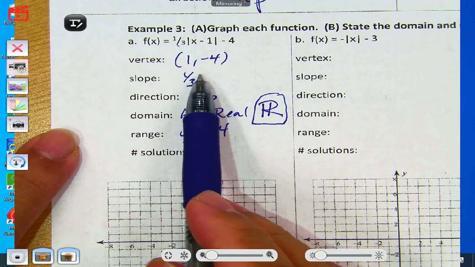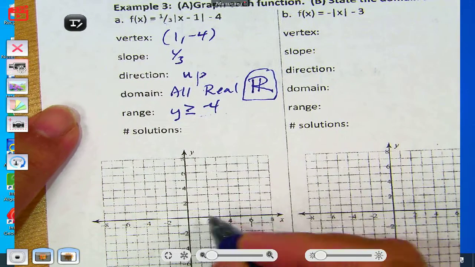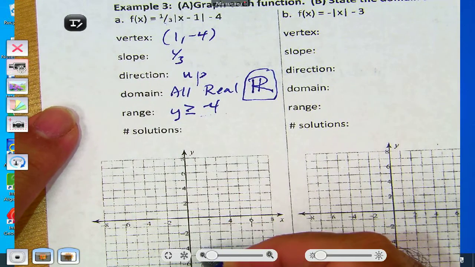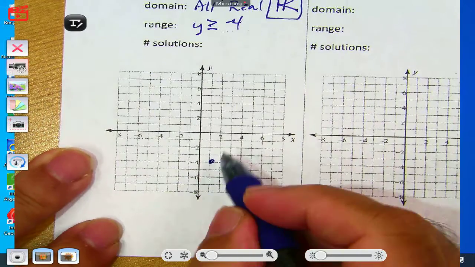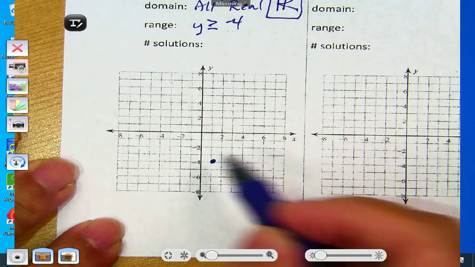All right, so we're going to start with the vertex. The vertex is 1, -4. So I'm going to plot a point at 1, -4, which is right there. There's the vertex, 1, -4.